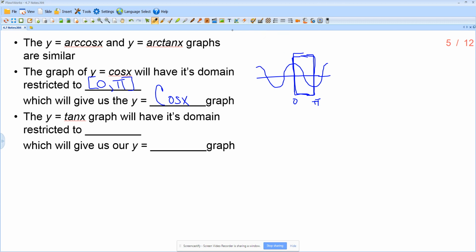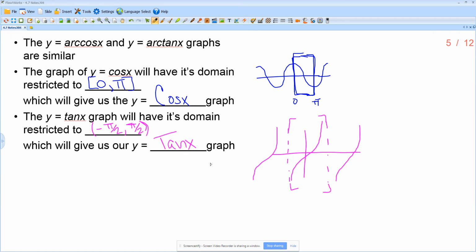If I talk about tangent, so your tangent graph, which as you know, I am miserable at drawing, looks like that, sort of. So you can sort of see the natural restriction here. You're essentially just restricting it between these asymptotes, because between these asymptotes, it does not repeat. So that will be negative pi halves to positive pi halves. Parentheses around these ones because at those values, you actually are undefined. That gives us the capital T tangent x graph.